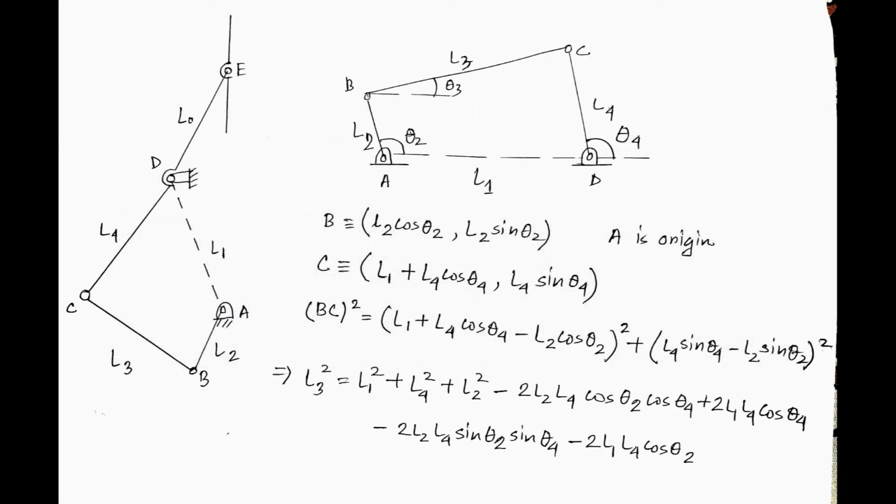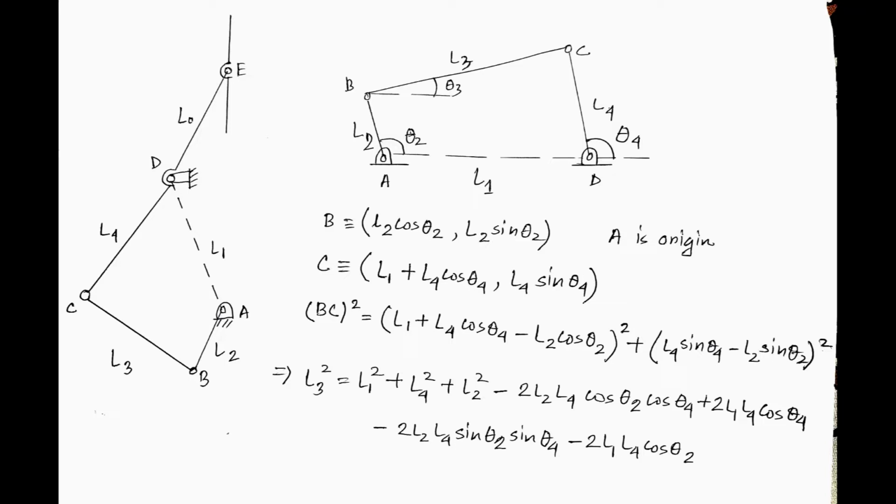The displacement analysis gives the relation between the input angle theta 2 and output angle theta 4. Here we take AB equal to L2, BC equal to L3, CD equal to L4, DA equal to L1 as the link length AD being fixed. DE equal to L0 is an extension of link CD which connects the mechanism to the wiper. The mechanism can be visualized as a simplified form as shown on the top.